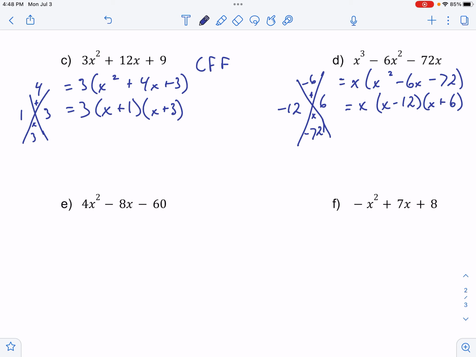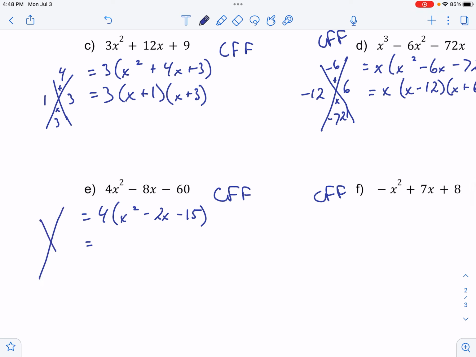E and F, more examples where we need a common factor first. In this example, I'm going to common factor out a 4, leaving me with x squared, take away 2x, take away 15. And now I need to find what two numbers are going to add to -2 and multiply to -15. That answer is going to be -5 and +3. So I'll factor my brackets to be x minus 5, x plus 3.